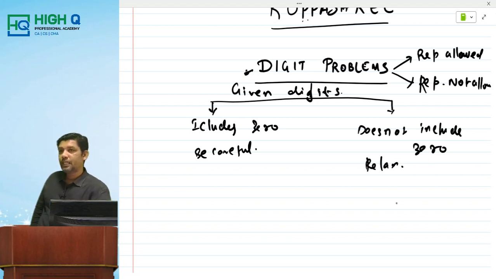Why? If the given digits include 0, one thing you need to remember: one hidden condition is there. What is it? No number begins with 0. If 0 is not given in the given digits, you don't need to bother about anything. Am I right, my dear? Say yes or no? Yes. That's it. Fine.